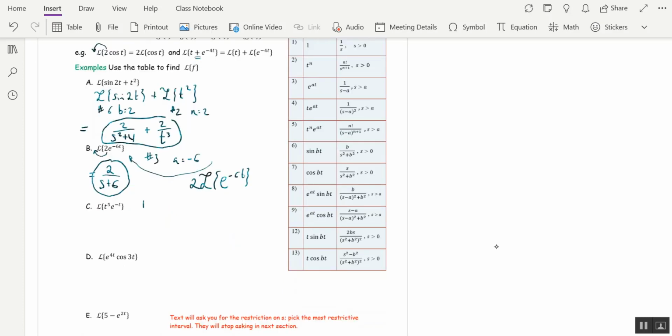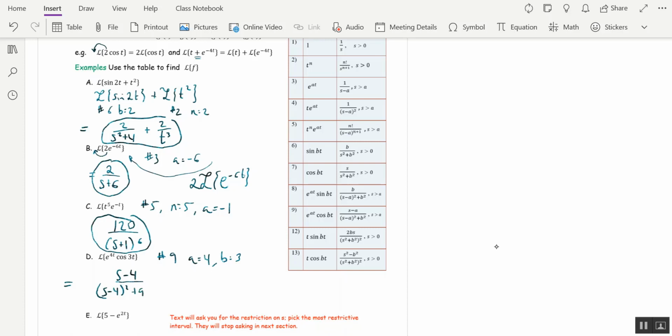Okay, next one, that's formula 5 with n equal 5 and a equal negative 1. And so that's 5 factorial, which is 120, over s plus 1 to the 6th. Okay, next one, it looks closest to formula 9, and my a is 4, and my b is 3. So that's s minus 4 over s minus 4 squared plus 9.